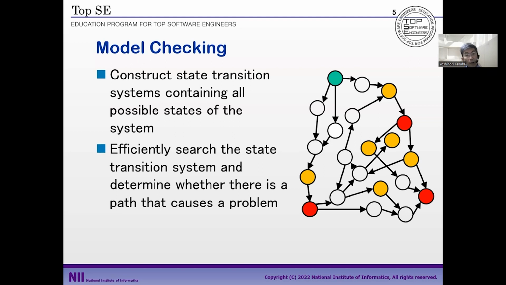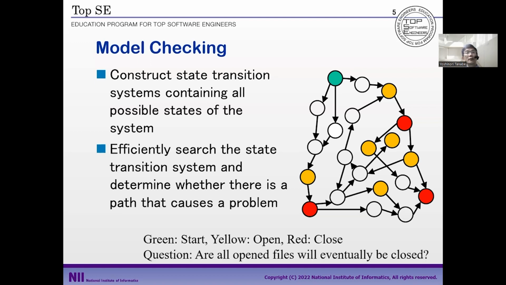But maybe that's too abstract. Let me give you an example. The figure on the right is a schematic representation of a transition system. Consider that the green cell represents the starting status of a system. And this system opens a file and closes a file. At the cell shown in yellow, the system opens a file and it closes in the cells shown in red. And the question is, will all opened files eventually be closed or not?